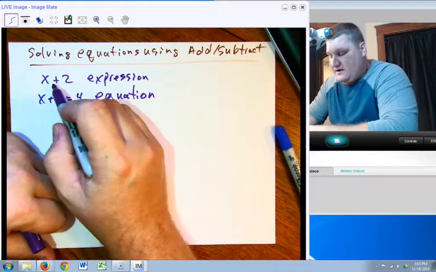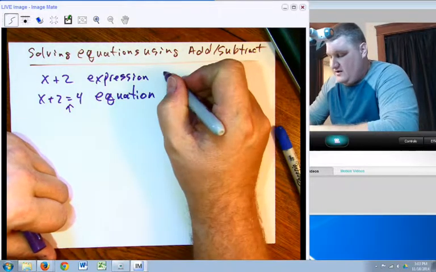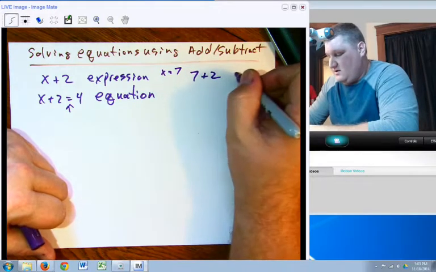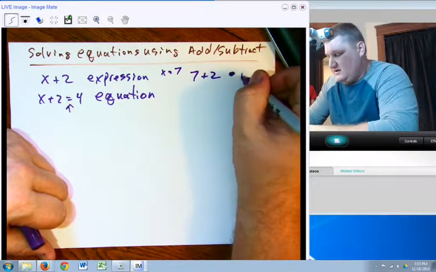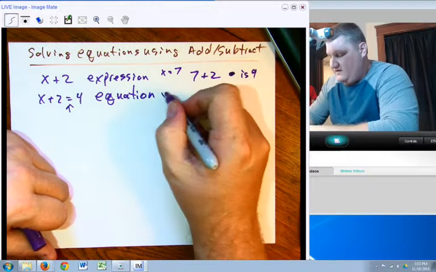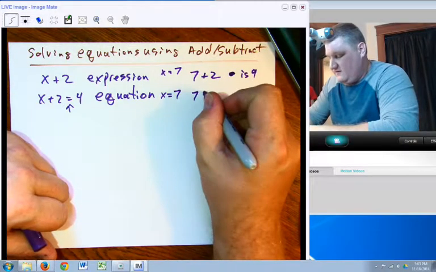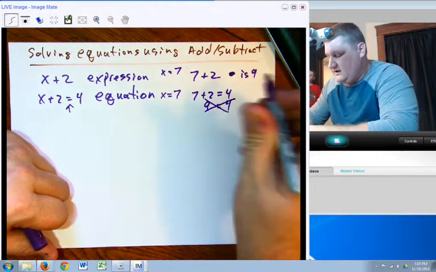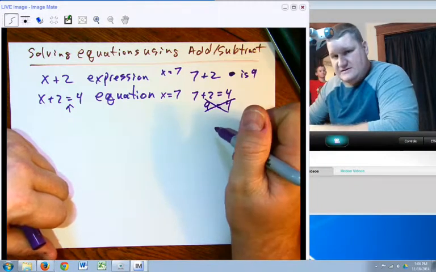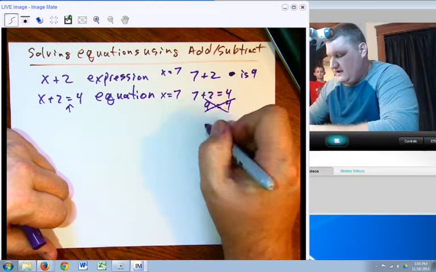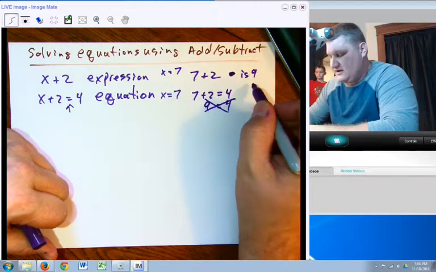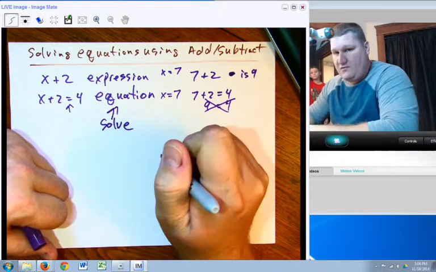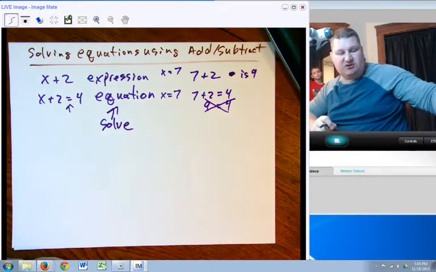Now, in an expression, we can put a number in and say, what if x equals 7? I could say 7 plus 2. There we go. And 7 plus 2 is 9. However, if I say x equals 7 down here and I say 7 plus 2 equals 4, 9 equals 4, that's not true. In an equation, the x can only have a single value. So in this case, we're not looking at necessarily plugging numbers in to evaluate. With equations, we wish to solve. So we're going to learn to solve equations using addition and subtraction.